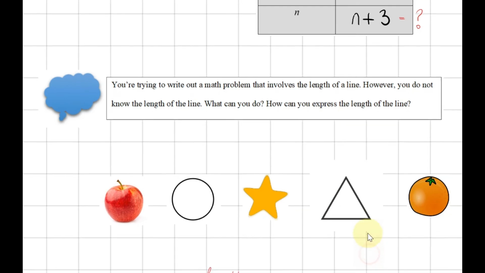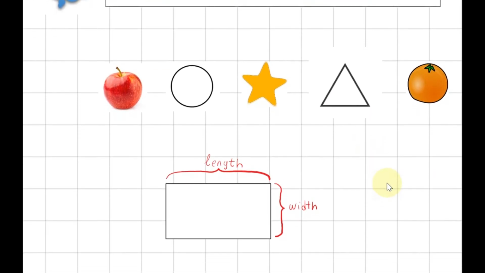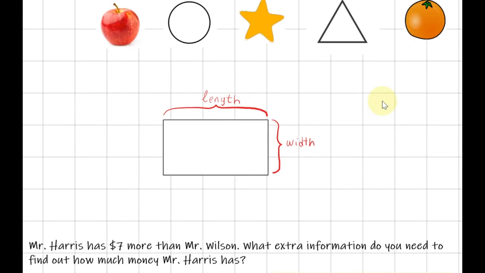For example, you can't work out the area of a rectangle unless you are given the width and the length. And that's what a variable does, and that's what this lesson is about. And I have a warm-up question.